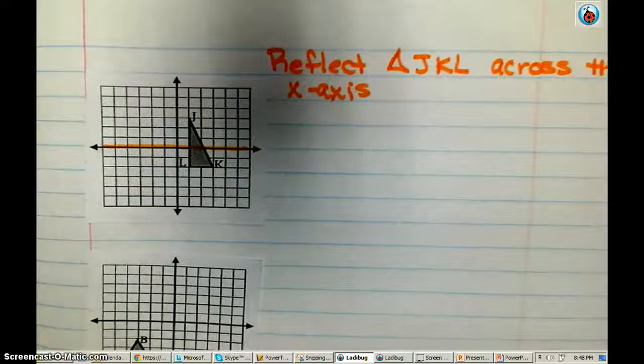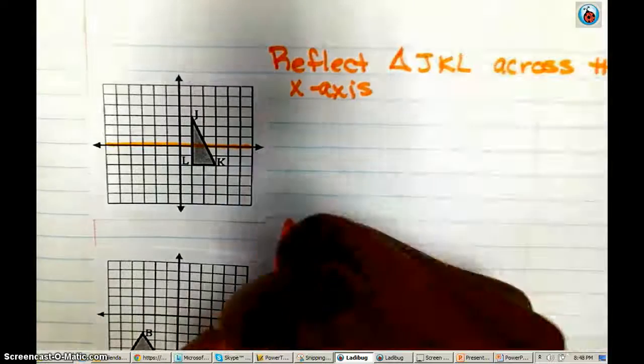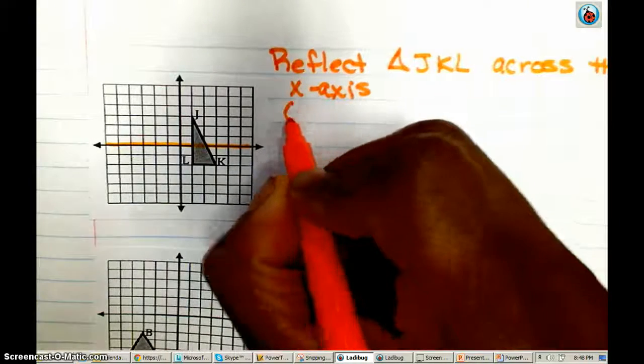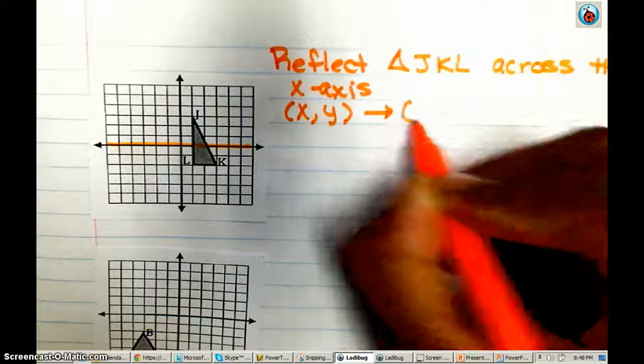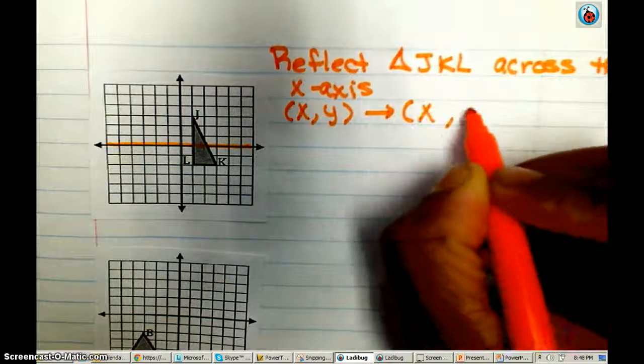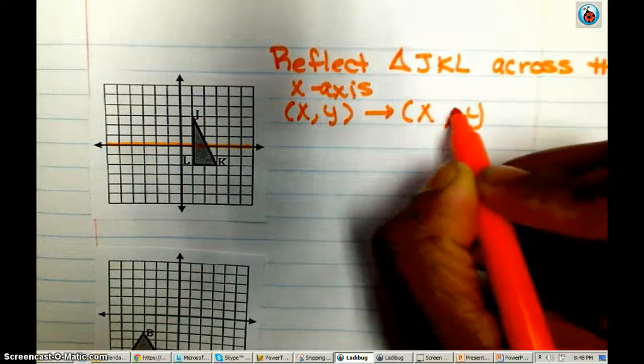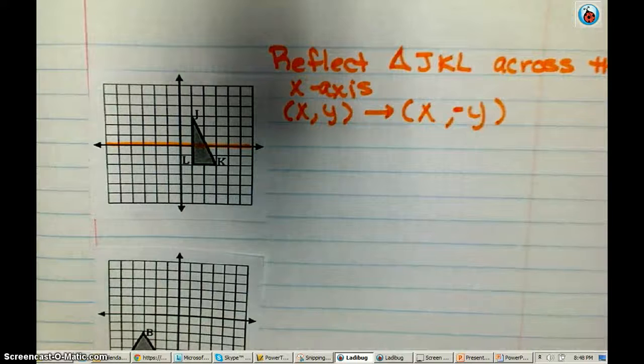x-axis. Okay, so the first thing we're going to do, like we always do, we're going to write down the rule. So we're going to take the original x and y, and we're going to keep them in the same position, but we're just going to take the opposite of the y coordinate.